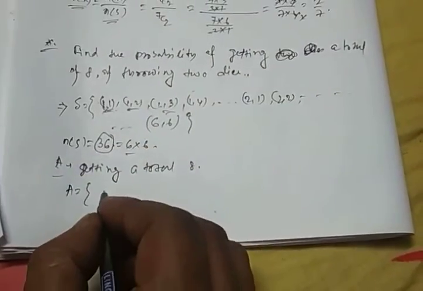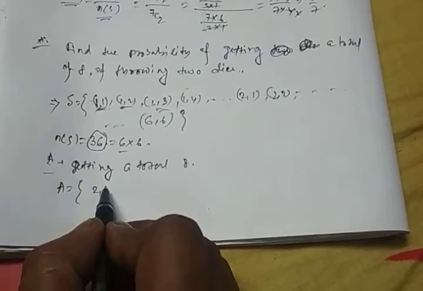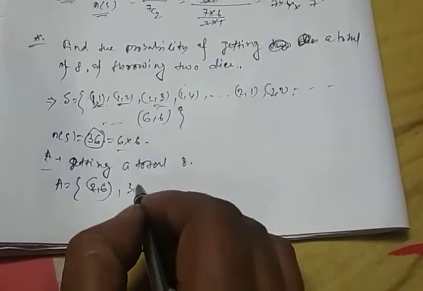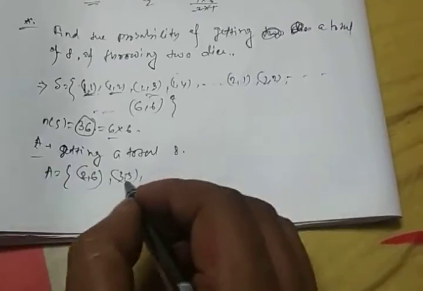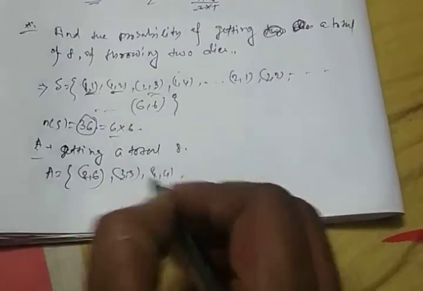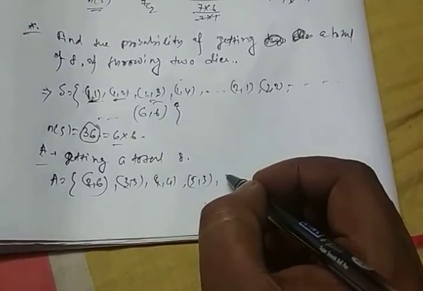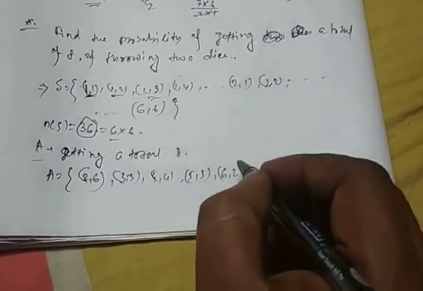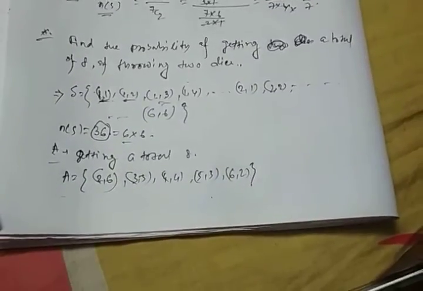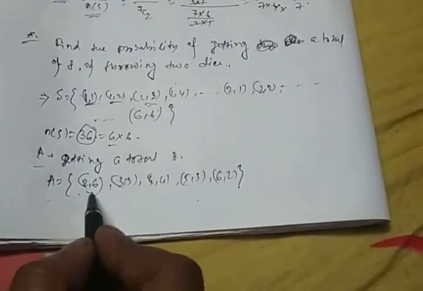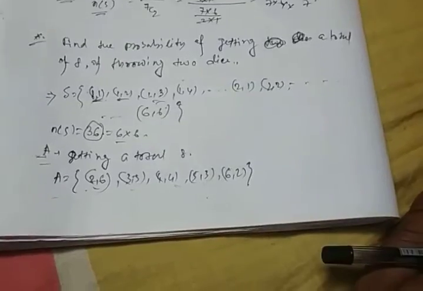When first die gives 2, there is an event: when second die gives 6, the total will be 8. In the same way, if first die is 3, the second die will be 5. This will be an event also. If first die is 4, second die is 4. This will also be an event. If first die is 5, second die is 3. This will also be an event. And the first die is 6, second die is 2. So in these 36 outcomes, these are the favorable outcomes corresponding to the event A.